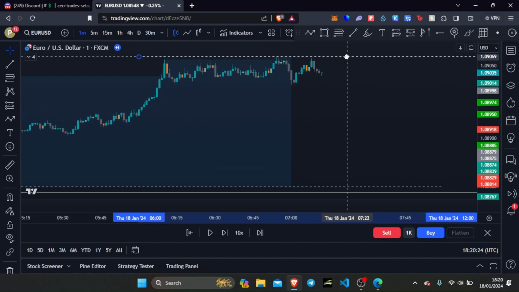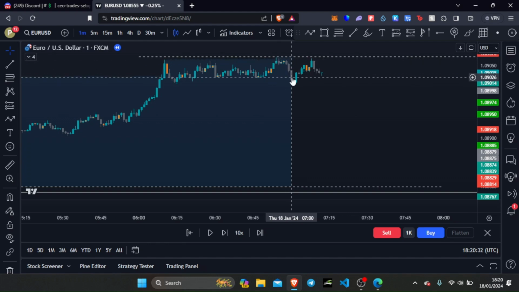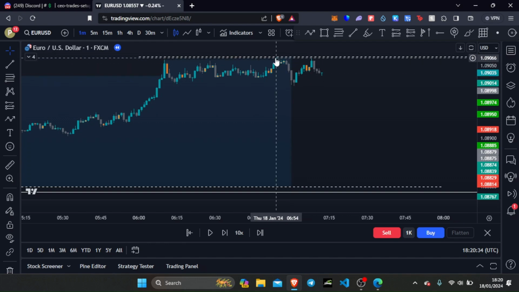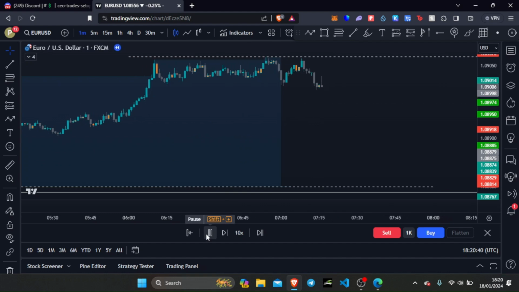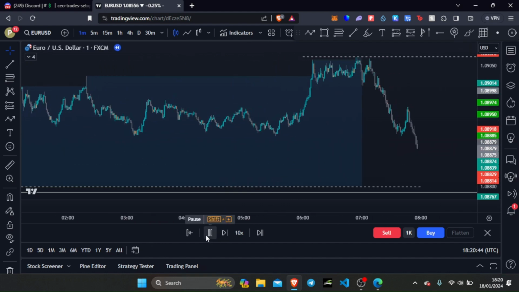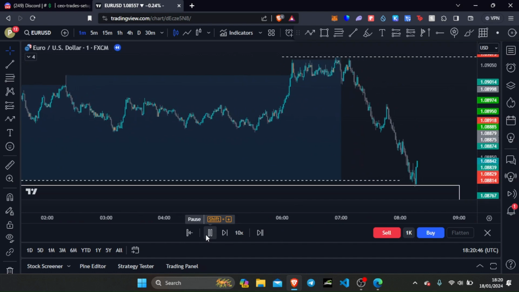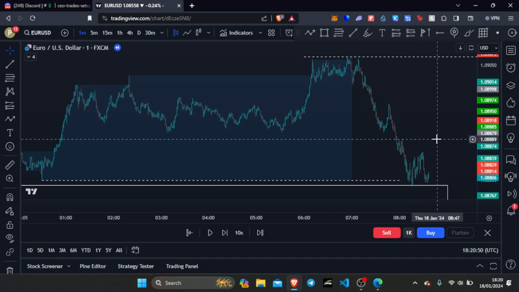As we can see, this candle right here was the highest point of the entire Asian session range. After this, we get 7 o'clock right here. Therefore, this would be our highest point of the range, so this is nothing valid that we're looking for. Now we play price on, and as we can see, our bias is now playing out.